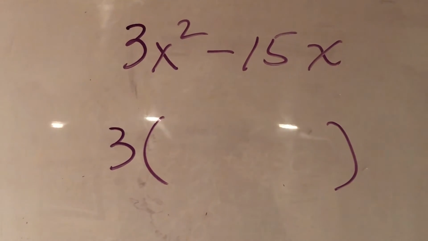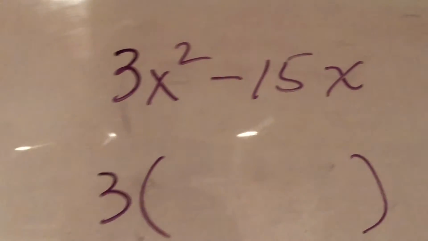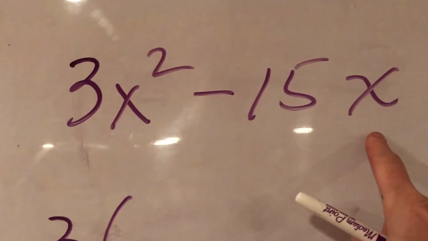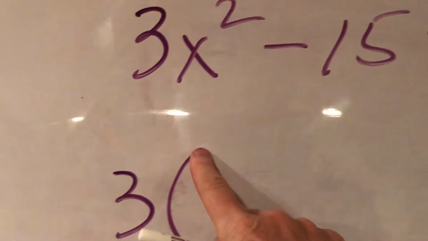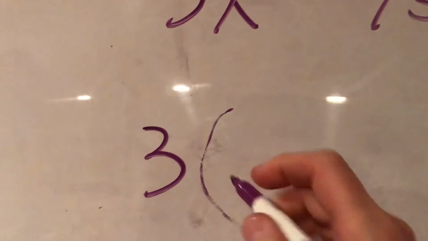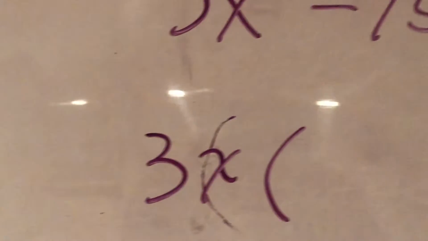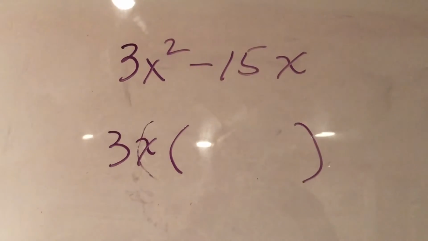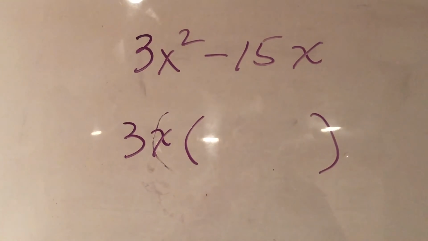Now let's look at the x's. There's an x squared, and there's an x. So I'm actually going to take this down and put an x there. My fault. So I factored out a 3x. My GCF is 3x.